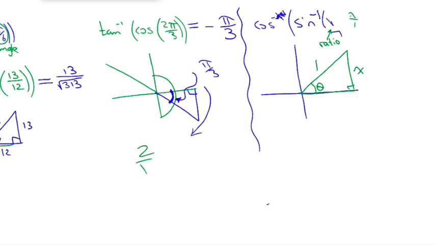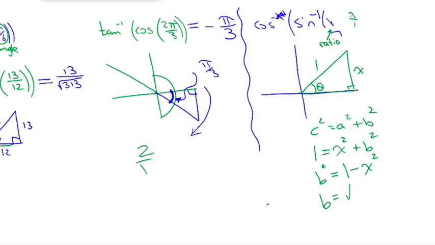No, you do the Pythagorean theorem. c squared equals a squared plus b squared. What's c in this case? 1. And 1 squared is 1. What's a or b in this case? It's x. So x squared plus b squared. Don't know what b is. What do you have to solve for? b. So b squared is equal to 1 minus x squared. And therefore b is equal to the square root of 1 minus x squared.